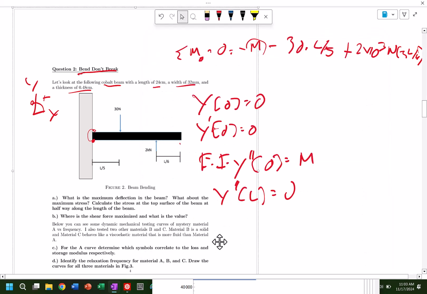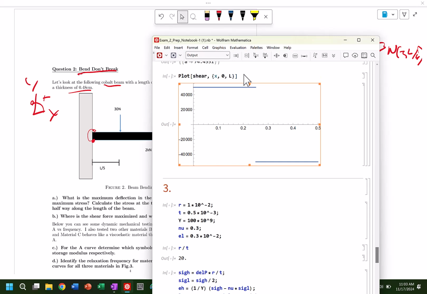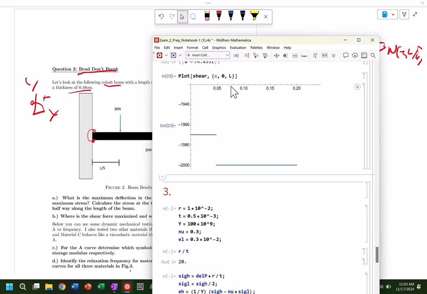Fantastic. Where is the shear force maximized, and what is the value? If I look at my shear, we can find the maximum value of my shear force will be equal to minus 2,000. And it occurs all the way here.